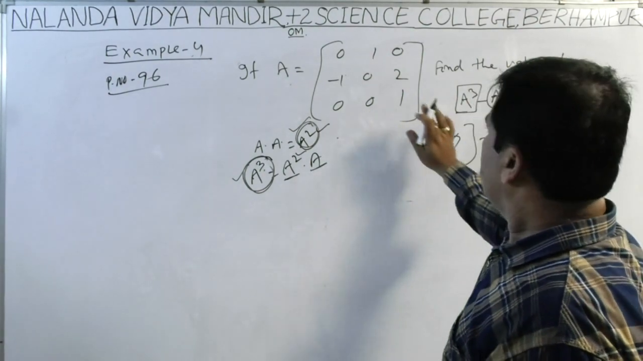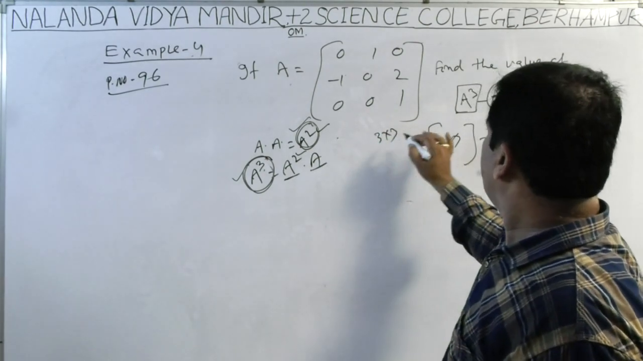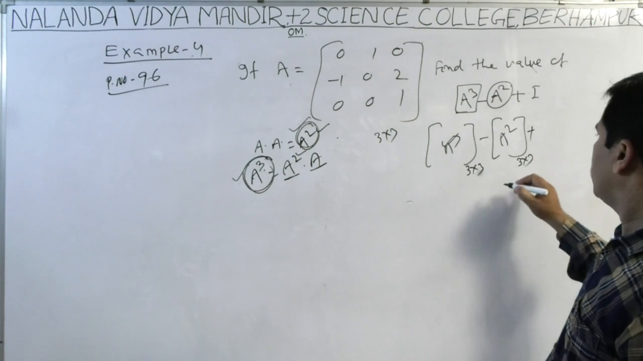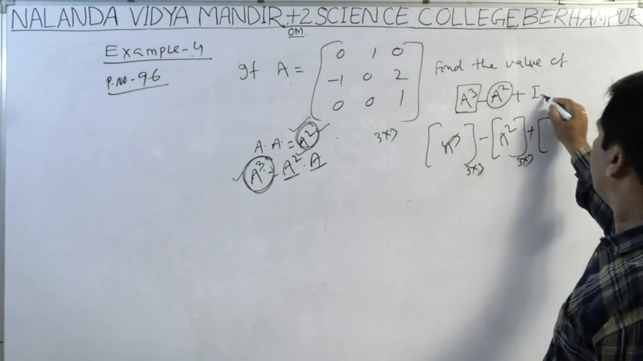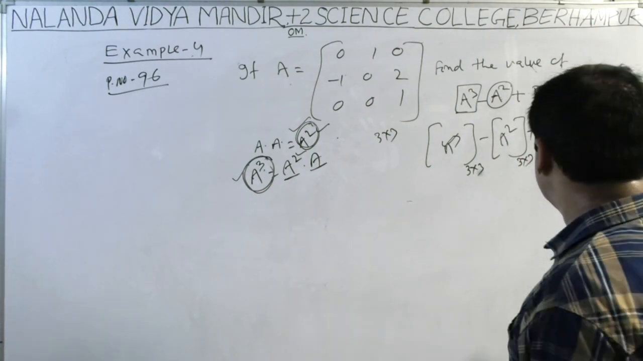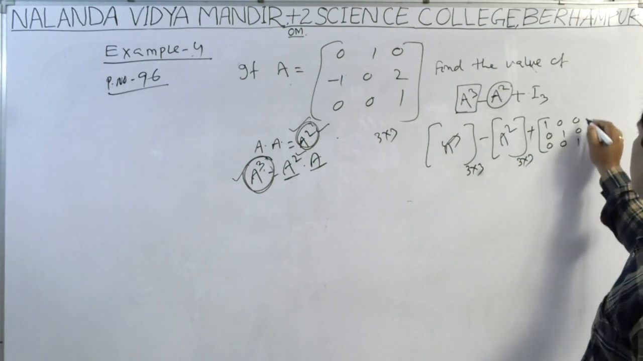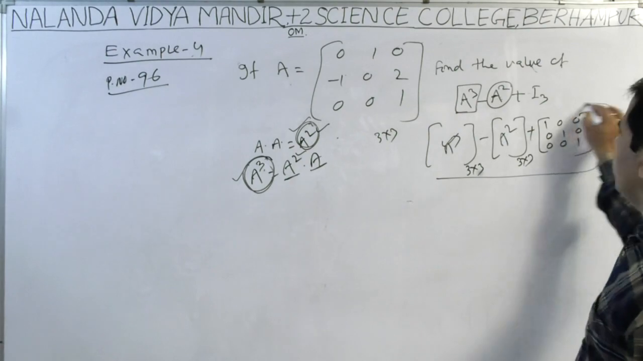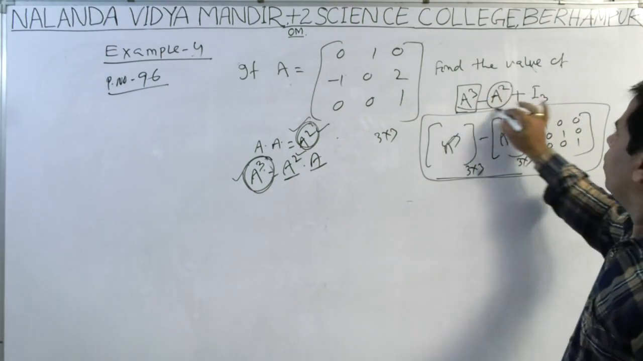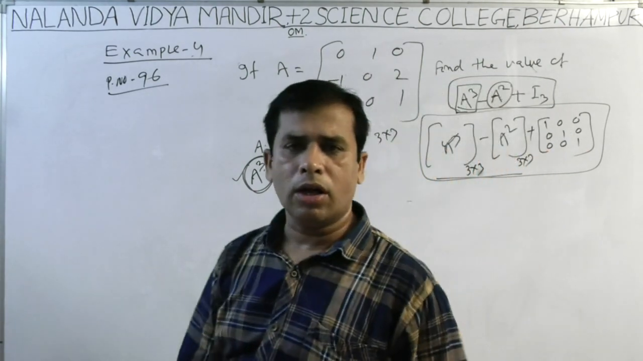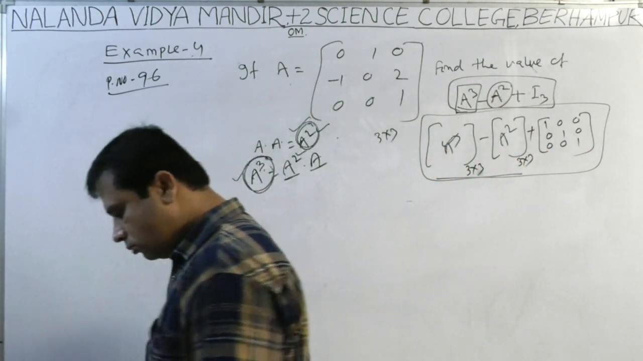A is of order 3 cross 3. Therefore, A cube is also 3 cross 3, A square is also 3 cross 3, and I is the unit matrix also of order 3. Then we can write 1, 0, 0, 0, 1, 0, 0, 0, 1. In this way, we can find the value of A cube minus A square plus the unit matrix of order 3. Okay.